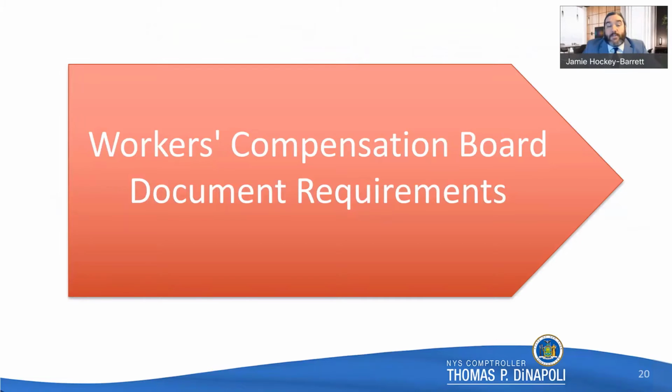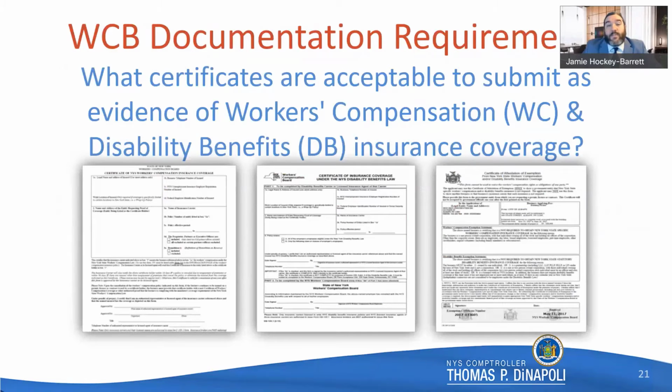And our first question in this section asks, what certificates are acceptable to submit as evidence of workers' compensation and disability benefits insurance coverage? So there are several different kinds of workers' compensation and disability forms you can submit as part of the required VR documentation for an award. For workers' compensation, we accept forms C-105.2 and the New York State Insurance Fund's U-26.3, which are both issued by the vendor's insurance carrier. For disability insurance, we accept the DB-120.1, which is also issued by the vendor's carrier.